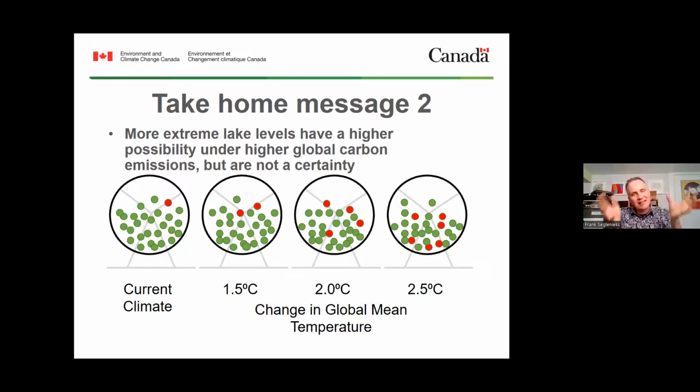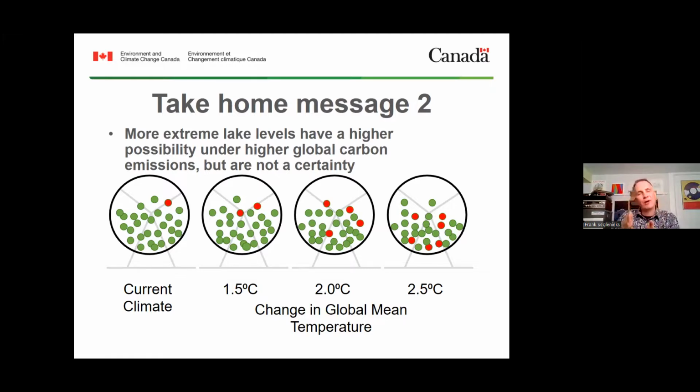It's like a lottery, you know, that big ball thing where they put the little balls inside the big spinning globe. So on the left side, you've got the green, which are the nice normal water levels, and the red is the more extreme water level. Well, in the current climate, you've only got one red ball in there, so it's got a certain chance to get picked.